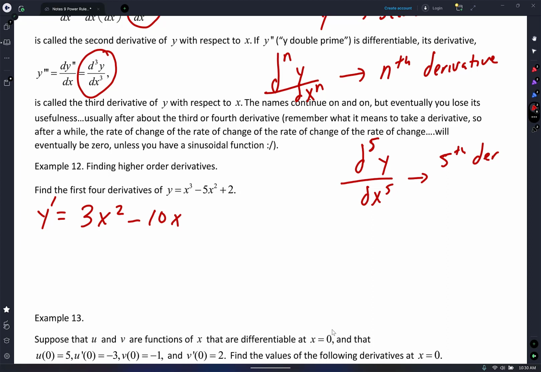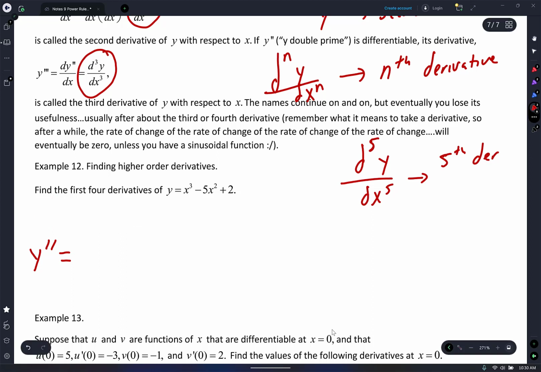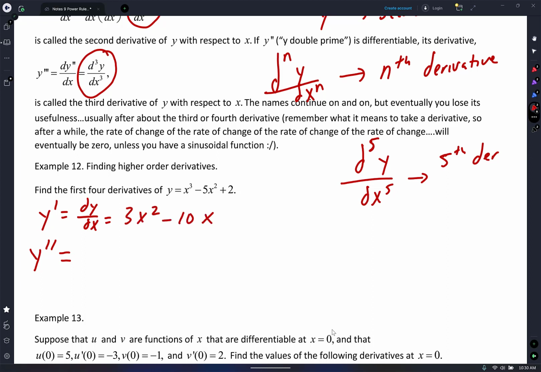All right. What's my second derivative? Put 2 primes. You know what? Let me put all the symbols that we can use. Don't worry, I'm not erasing. That's the correct answer. I'm just going to put all the symbols we can use. Y prime, which equals dy dx, which equals 3x squared minus 10x. I just want to use all the different symbols.